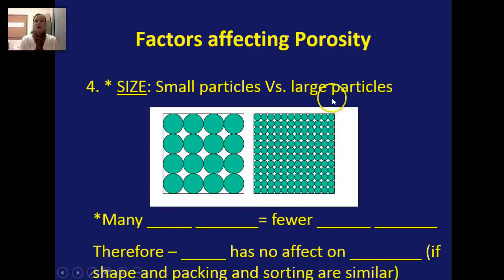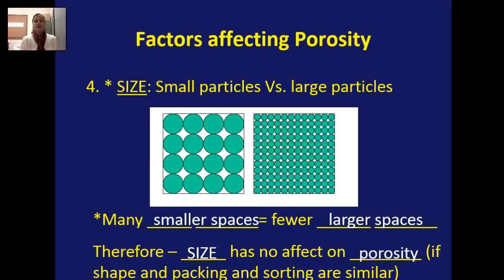The smaller particles and the smaller pore sizes of this equal the larger pore spaces in the other, because there are more smaller spaces, and there are fewer large spaces. So the pore spaces actually equal themselves. Therefore, size has no effect on porosity if the shape and the packing and the sorting are the same. Okay? Once something else changes, then the porosity will change, but size will have no bearing on porosity. They equal the same amount.